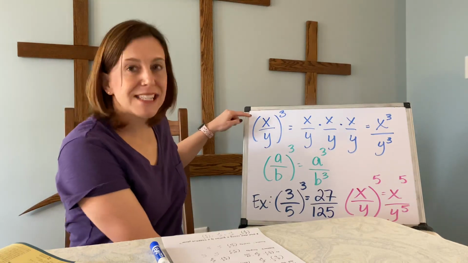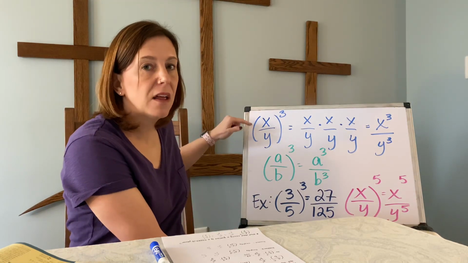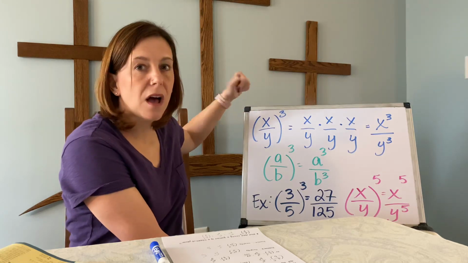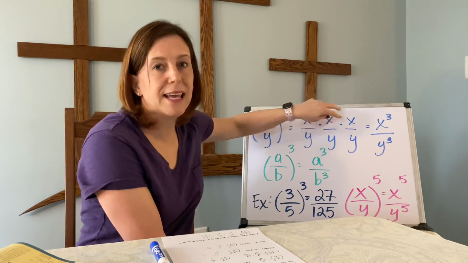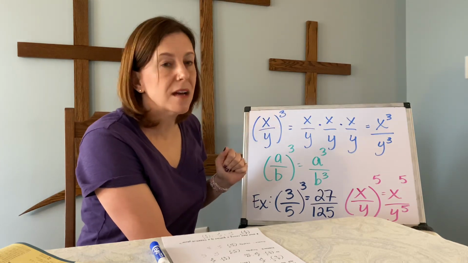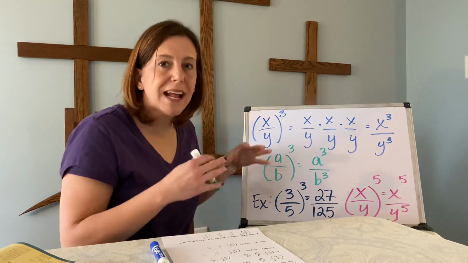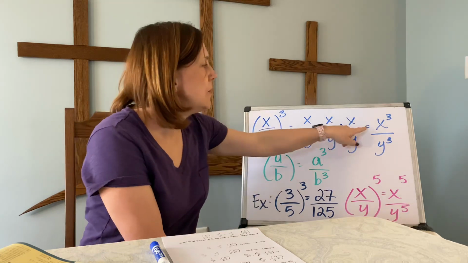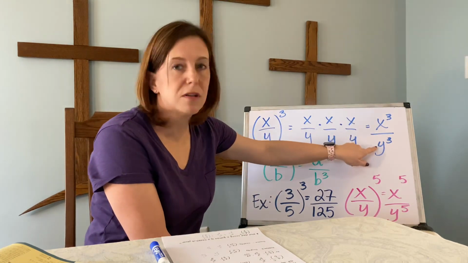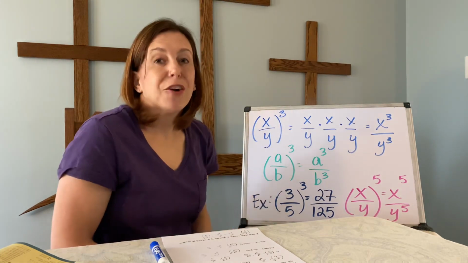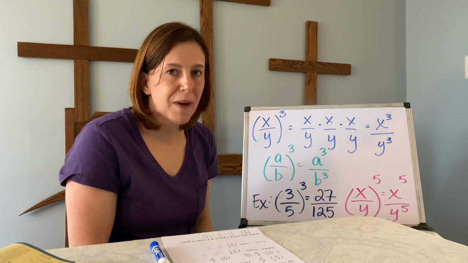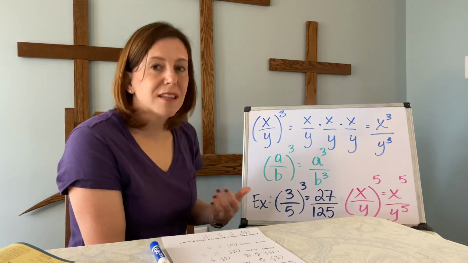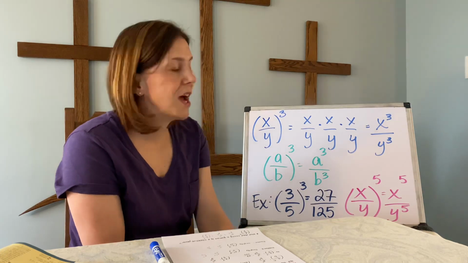So if I have this example of x over y quantity cubed, I know that that means it's x over y multiplying it by itself 3 times. So if I wrote it out in expanded form, I would see that this equals x cubed over y cubed. Now you probably would have guessed this property based on everything that we've been learning over the past couple weeks, but this is the last one that we need to tackle in this chapter.